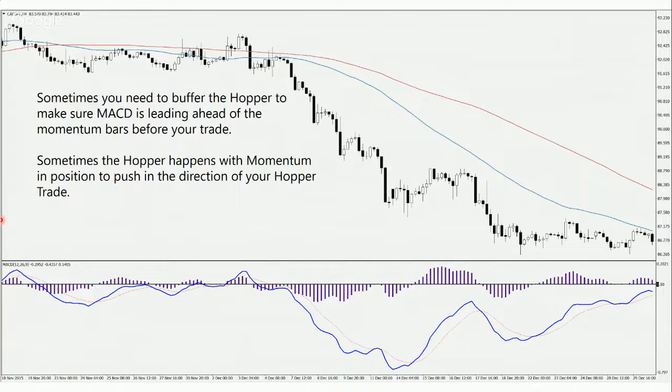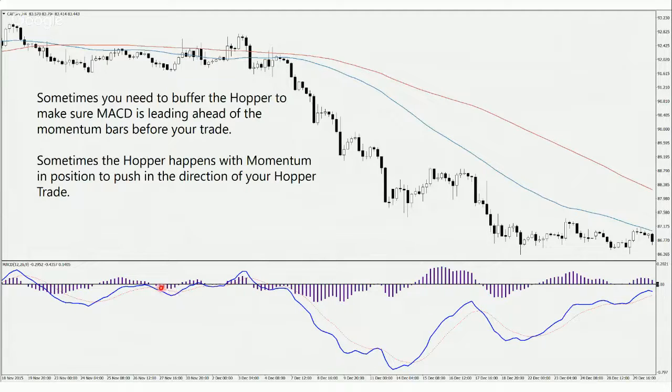Sometimes the hopper happens with momentum in the correct position to push the direction of your hopper right out the gate. It just depends on what the market throws to us. And a couple of things to say here, where we had this kind of sideways choppy activity. We had these hoppers up and down that really didn't hold for any length of time.